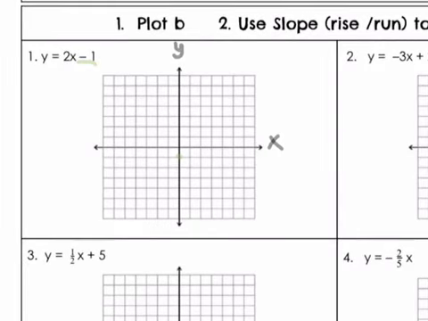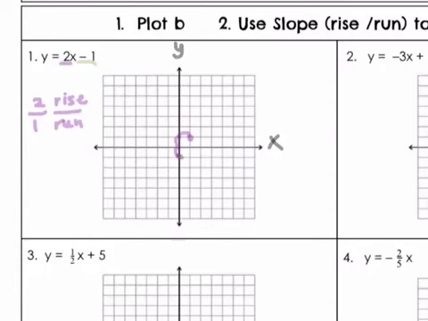So then from that point, we're going to use our slope, and our slope is 2, so the slope is 2 over 1, so the rise is 2 and the run is 1. So we'll go from our y-intercept at -1, and we're going to go up 2, 1, 2, and we're going to go over 1. And we're going to put another dot. That's our second point.